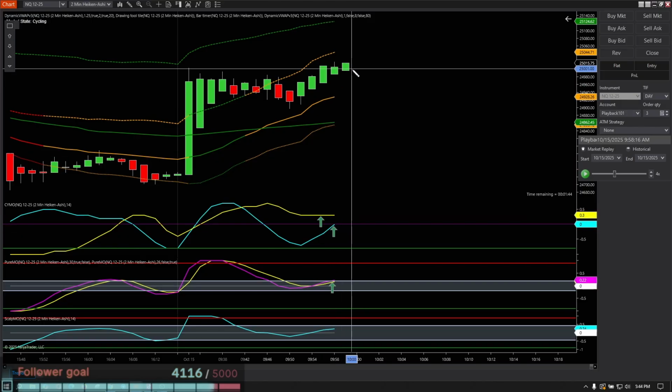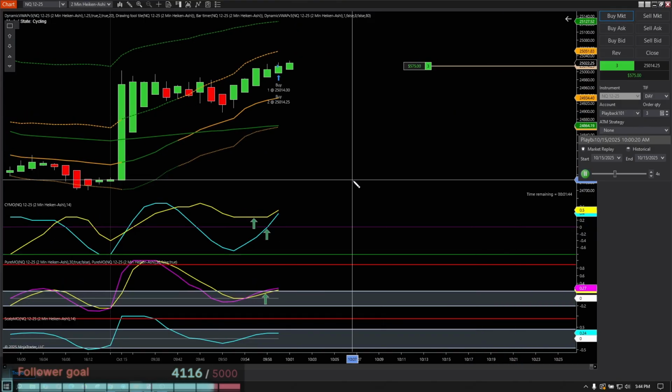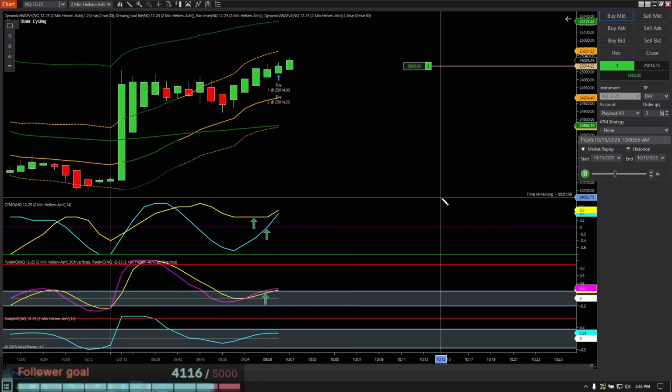You're at the top of the VWAP. There might be room to run. And let's see where this eventually goes if we were to pull a trade right there. Order filled. I have a nice crossing here with cycle to the upside. Let's see where it goes.